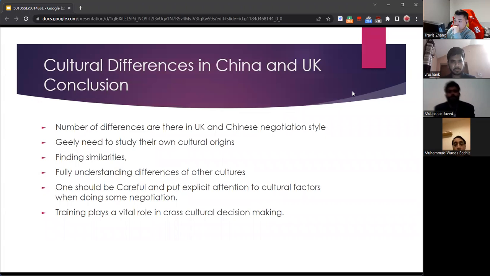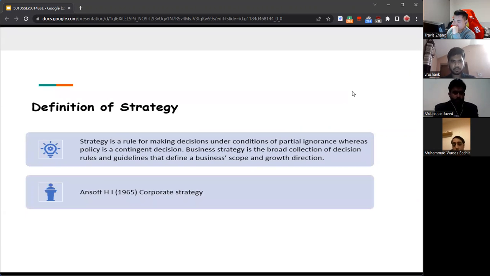Thank you very much. Further, we'll conclude the differences between China and the UK. There are a number of differences in UK and China's negotiation styles. People really need to study their own cultural origins, find similarities, and fully understand the differences between their cultures. One should be careful and pay explicit attention to cultural factors when negotiating. Training plays a vital role in cross-cultural decision making. Thank you very much.